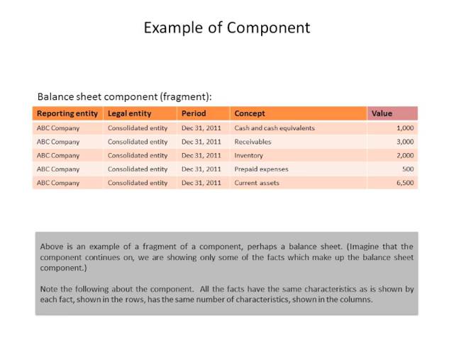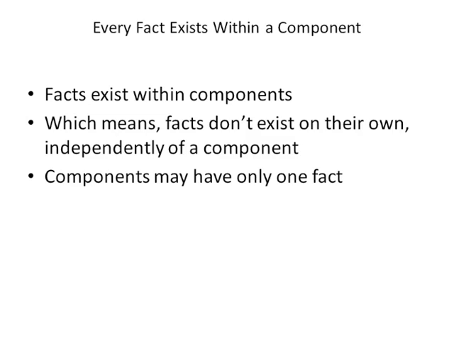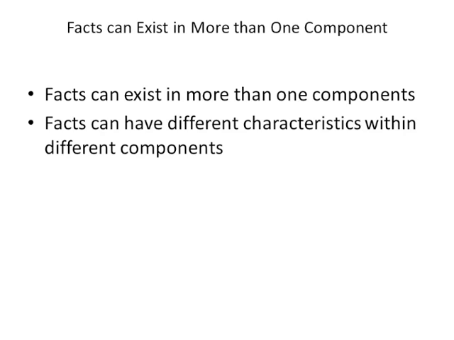We will come back to that example in a second, but first I want to go over a couple of other things. So first, facts exist within components, which means facts don't exist on their own, independent of a component. The next idea is that components may have only one fact. Further, facts can exist in more than one component. And facts can have different characteristics within different components. So I mention these things just for you to keep them in the back of your mind.